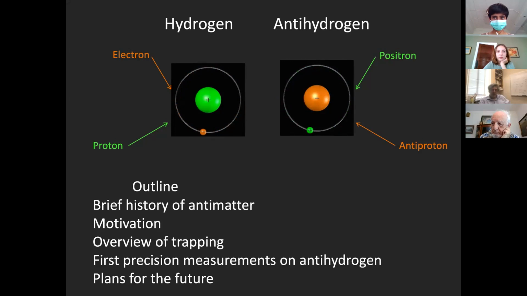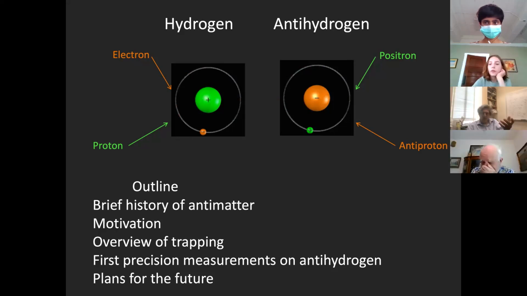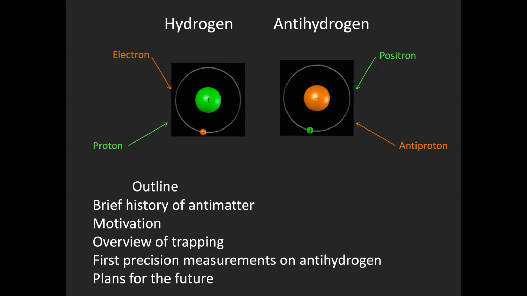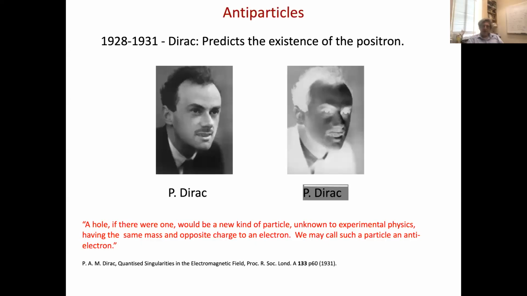So in outline then, I'll first discuss antimatter, some motivation, and give an overview of how you actually trap these things. I'll talk about our first precision experiments and our plans for the future. So really, antimatter begins with Dirac.